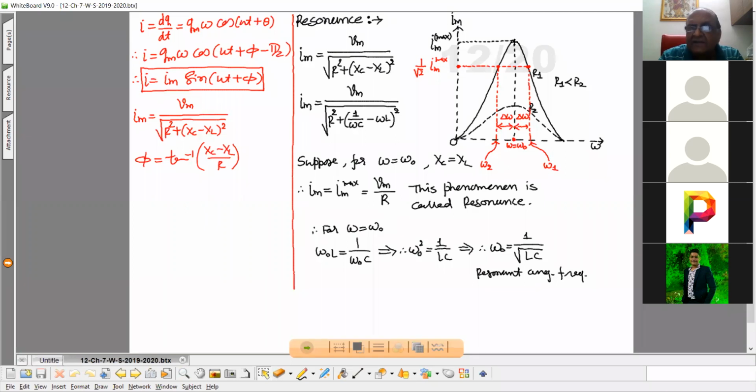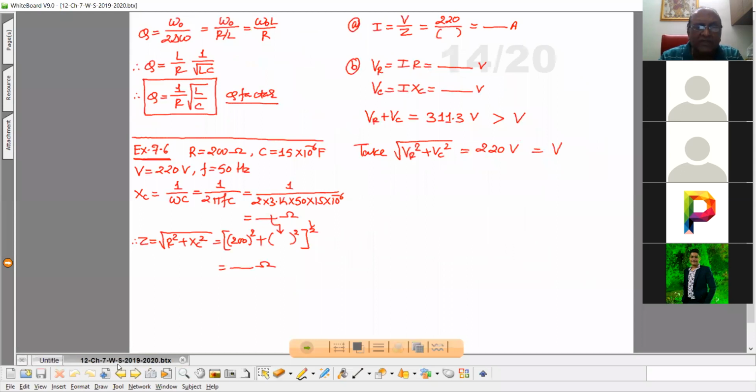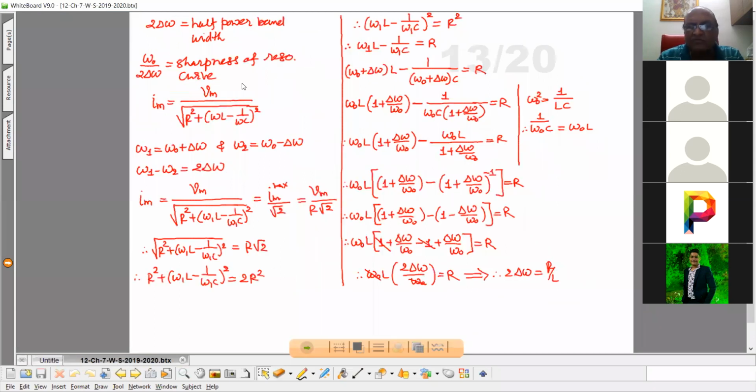It implies that this peak will be a sharp one. So this ratio omega 0 upon 2 delta omega, that represents the sharpness of the resonance curve, and that is known as Q factor. Now we have the equation of current Im, that is Vm upon under root R square plus omega L minus 1 upon omega C whole square.